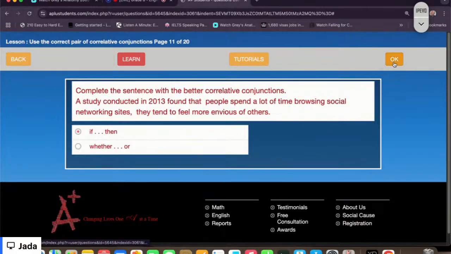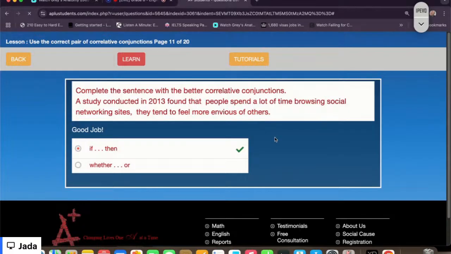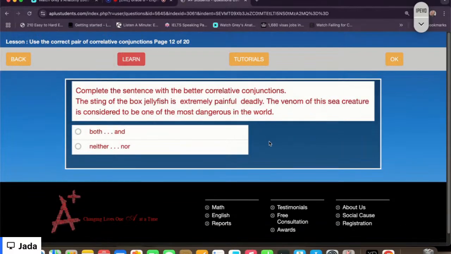So if then, okay, so we have the sting of the box jellyfish is extremely painful and deadly. The venom of the sea creature is considered to be one of the most dangerous in the world. First or second?